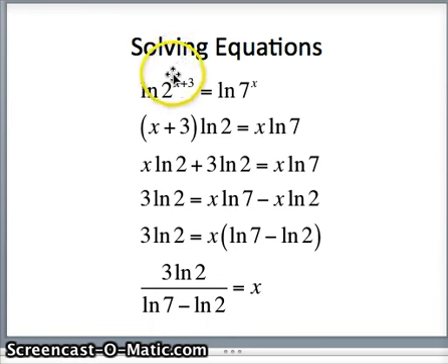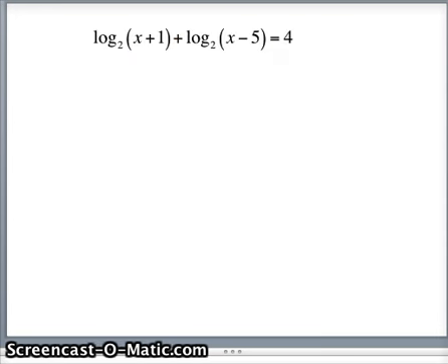Remember, my original question was 2 to the x plus 3 equals 7 to the x. Hitting it with a log enables us to solve for those exponents. Okay, the next example I have here is log base 2 of (x + 1) plus log base 2 of (x - 5) equals 4.